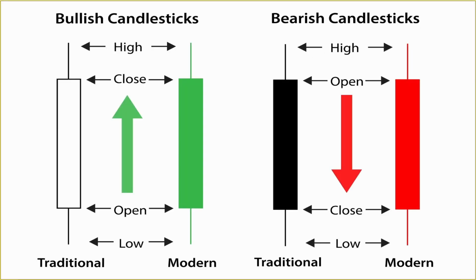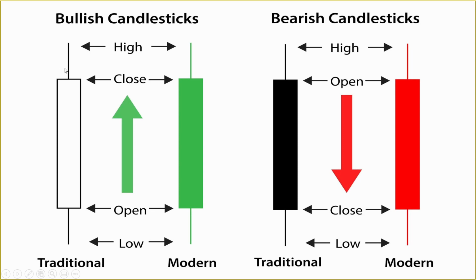I have two candlesticks here. On the left, a bullish candlestick, which is in most charts green, or it is hollow or white, and on the right a bearish candlestick, which on most charts is black and red. You can also change the colors of the candlesticks to make it more fancy or more to your liking, but that's up to you.